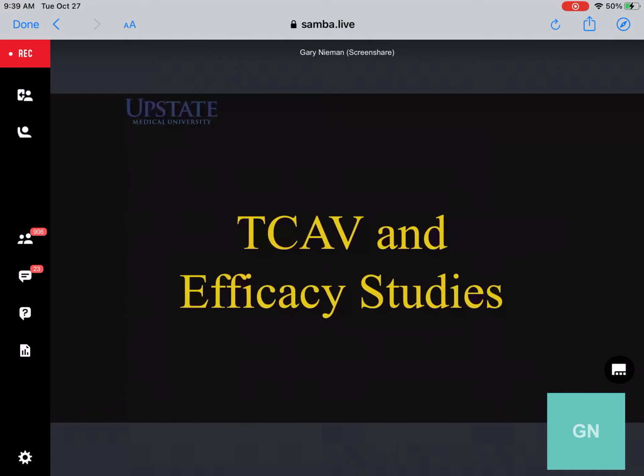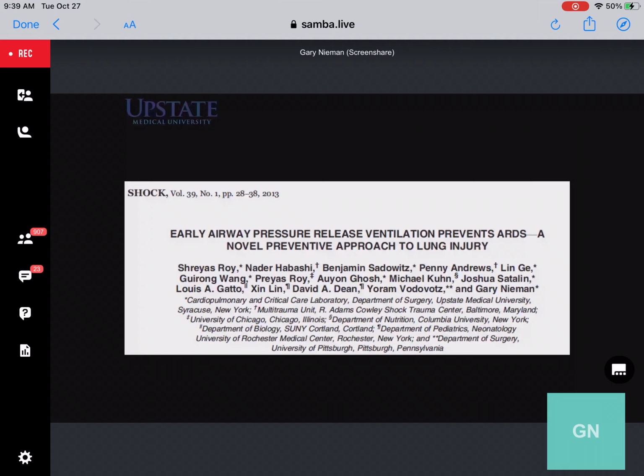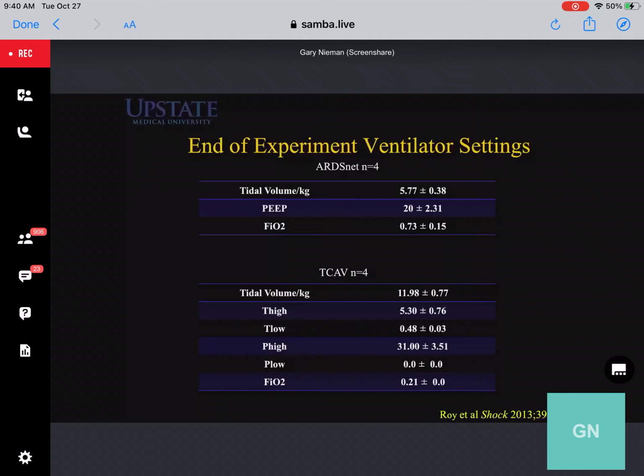So I want to just show you one study in each of the different components, or each of our different categories. This would be in our translational laboratory that I showed you in the opening slide, by Dr. Roy, who studied in my lab for 2 years. He compared low tidal volume and non-protective ventilation to the TCAV method. And although we will say APRV throughout, the APRV was always set and adjusted using the TCAV method.